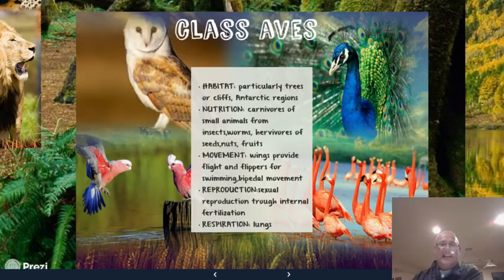The birds, class Aves. Okay, huge diversity here in the birds. Different types of beaks, different types of colors and systems, and some can fly and some can't fly. Carnivores, insects, worms, herbivores of seeds and nuts, fruits. So just huge amounts of diversity here. We've got wings, we've got webbed toes, we've got flippers for swimming. Most of these guys are going to be bipedal, which means they've got only two legs. Internal fertilization, and these guys have lungs. They're very, very advanced lungs. Allows them to fly great distances.